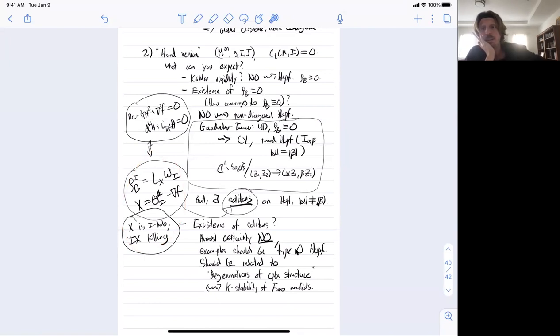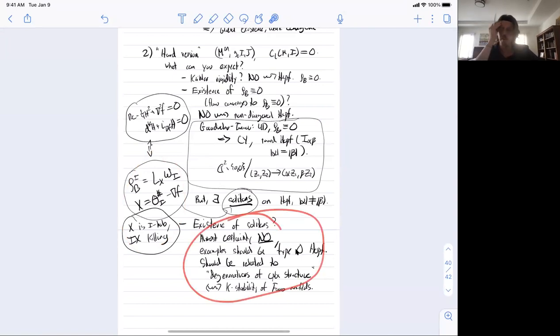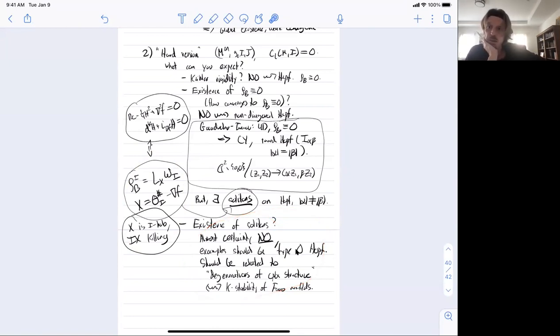But even in the generalized Kähler case, maybe this kind of degeneration picture still happens. Why not? Even this example I described would not be generalized Kähler, because the type 0 has no generalized Kähler structure.